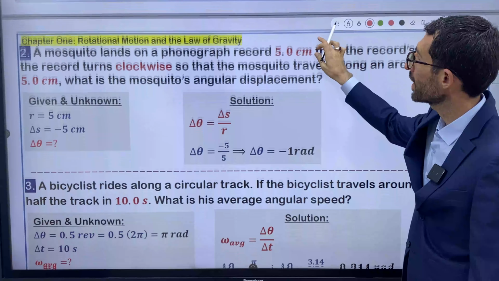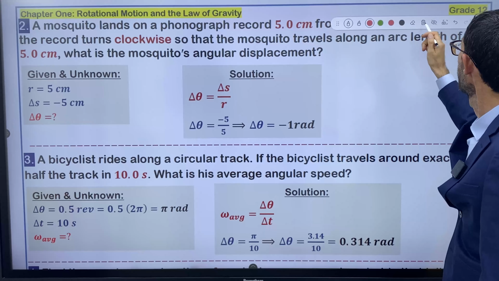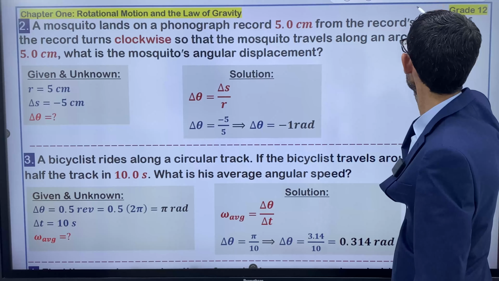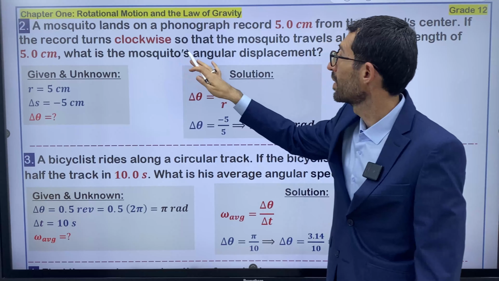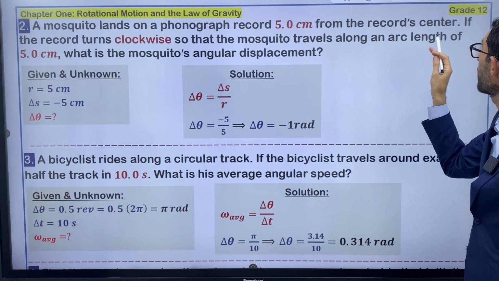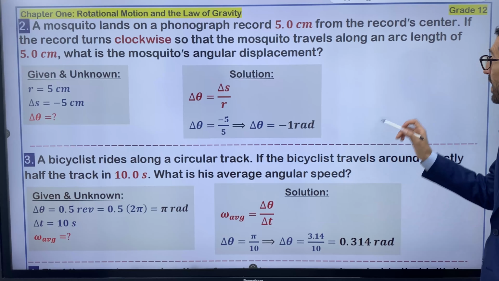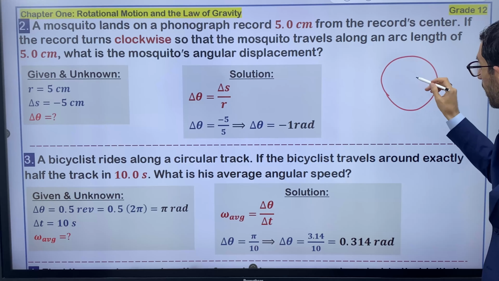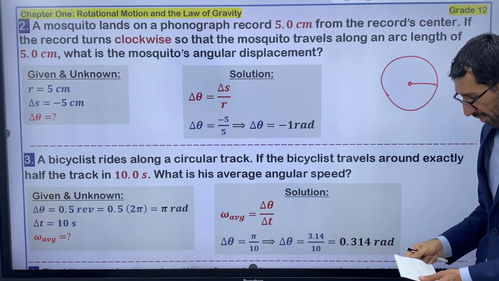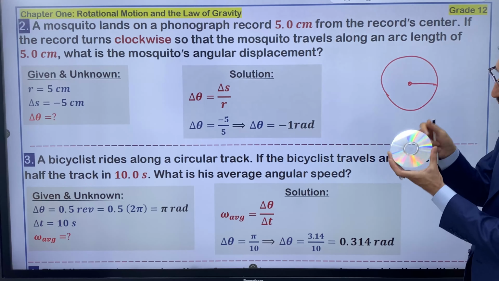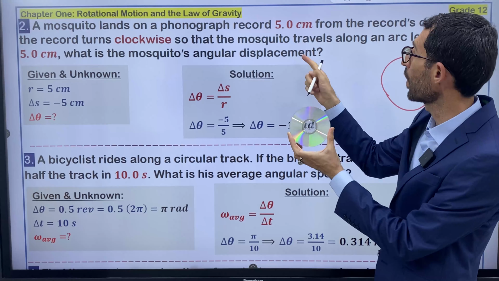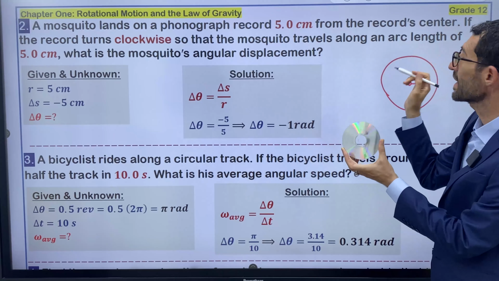Question number 2, right? Let me read the question for you. It says, a mosquito lands on a phonograph record 5 centimeters from the record center. So there's, for example, a phonograph, or there's a CD, anything. Like this CD, for example, there's a mosquito. It's like an analogy for this question. There's a mosquito. It lands on what? It lands on 5 centimeters from the record center.